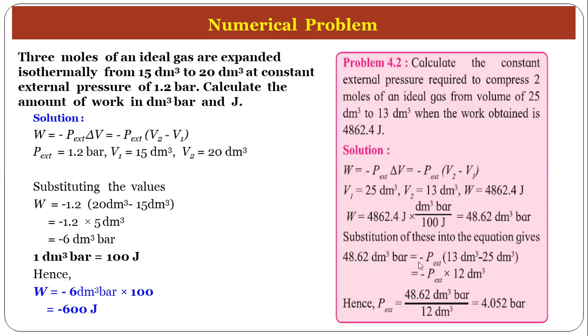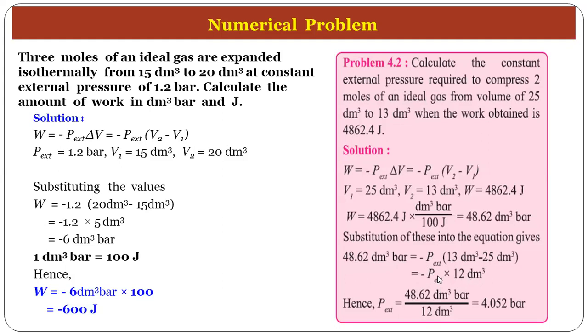Then P external is not given here, we have to calculate P external. So P external is kept as it is. Then V2 is 13 dm cube, V1 is 25 dm cube. So P external into minus 12 dm cube.